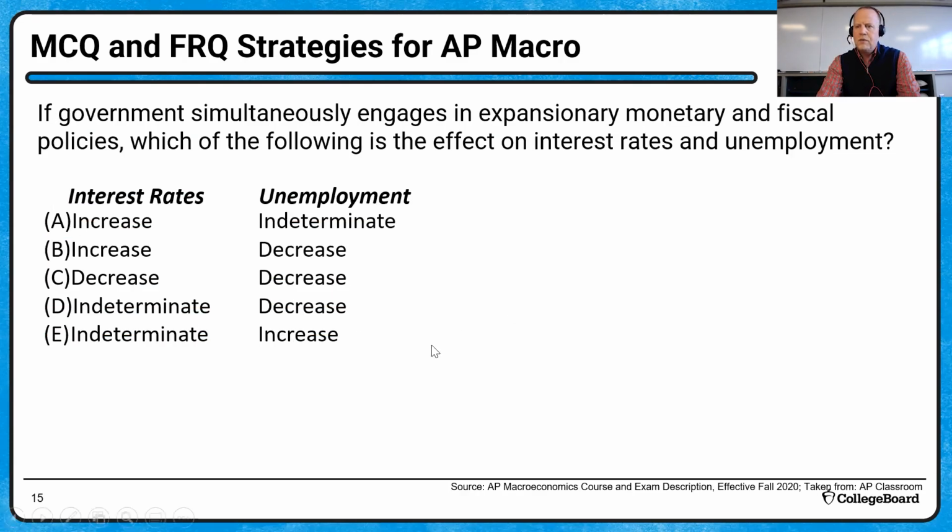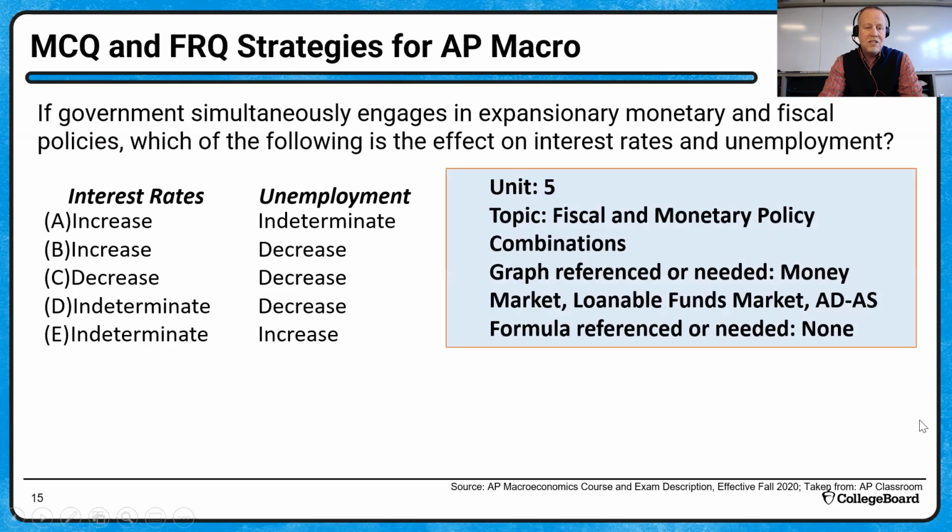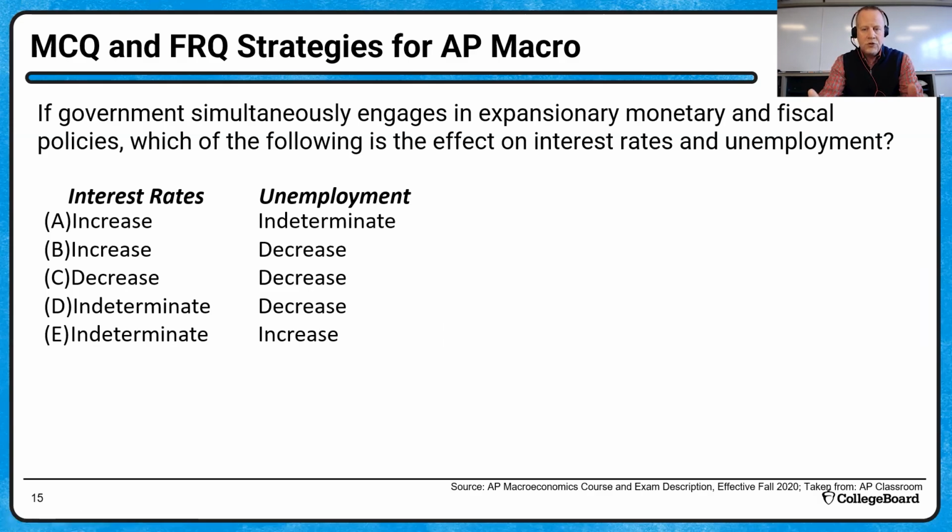If government simultaneously engages in expansionary monetary and fiscal policies, which of the following is the effect on interest rates and unemployment? Okay, so once again, we need to answer for interest rates, then we need to answer for unemployment. Put yourself back into that place. What topics are we talking about? We're again in Unit 5. We're talking fiscal and monetary policy combinations. And a lot of times it's that topic that does have these two or three column questions.